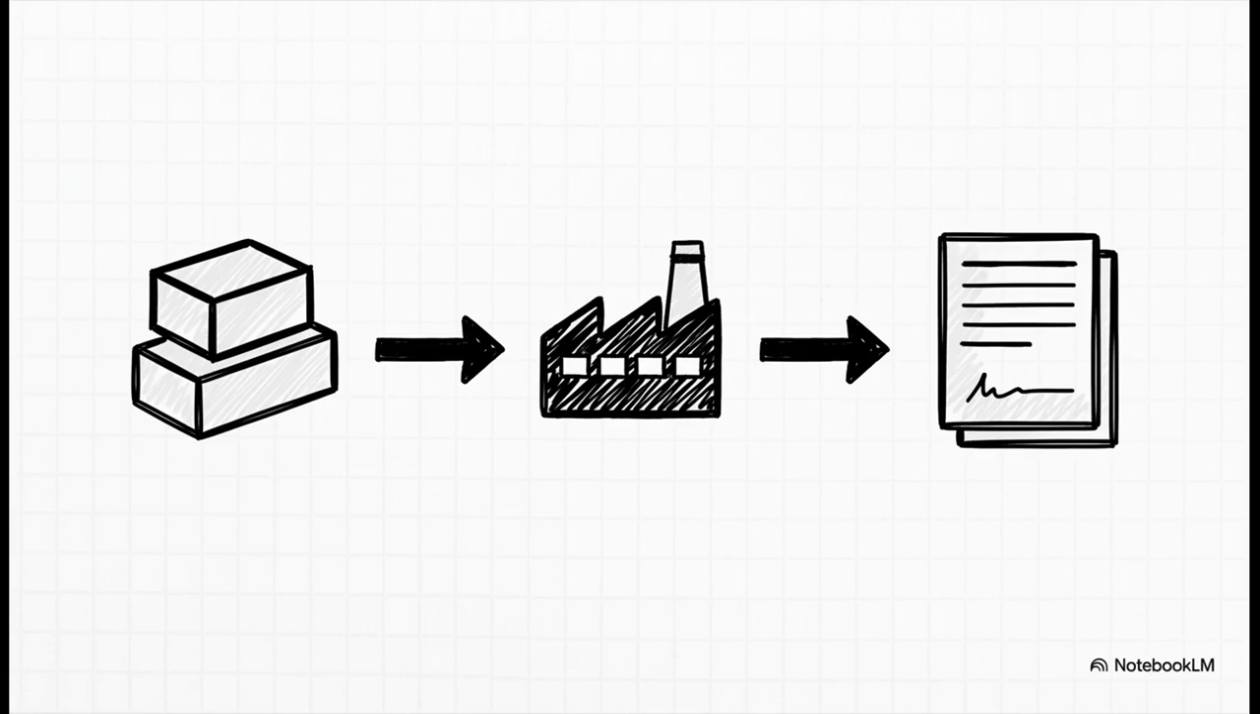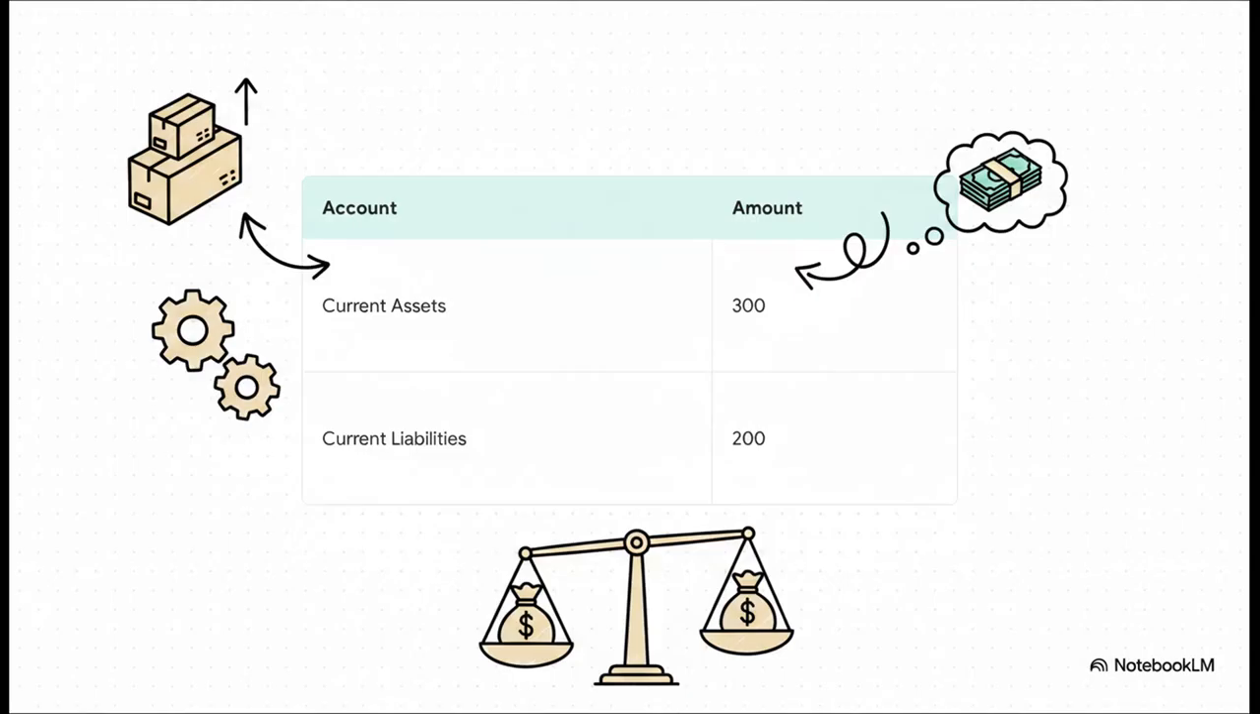Now watch this. The company makes one simple business move. It buys $100 worth of inventory, but it doesn't pay cash. It buys it on credit, on account. So let's trace the impact. Inventory is a current asset, so that goes up by 100. Our current assets are now 300. At the same time, we owe that money, so accounts payable, a current liability, also goes up by 100. Our current liabilities are now 200.